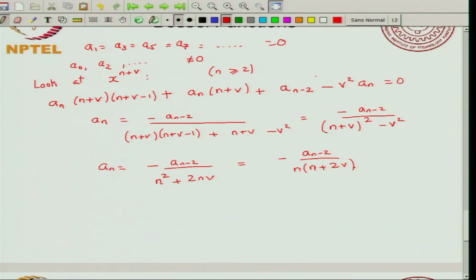So this is your recursion relation. Notice that this series does not terminate. You can never have a_n equal to 0 for any value of n. The series does not terminate, it is an infinite series.